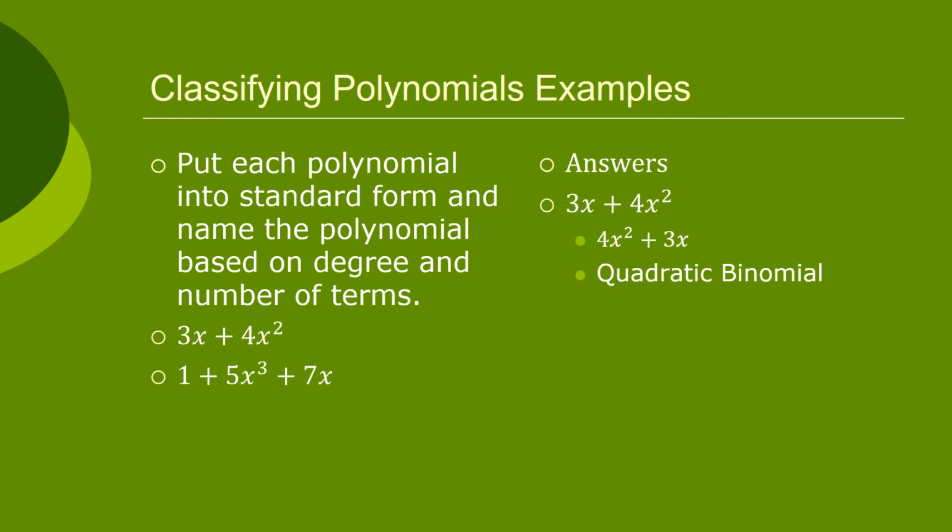In the second case, we have three terms. We need to rearrange them to do 5x to the third plus 7x plus 1. The highest degree is that of 3. And there are three terms, so it becomes a cubic trinomial.